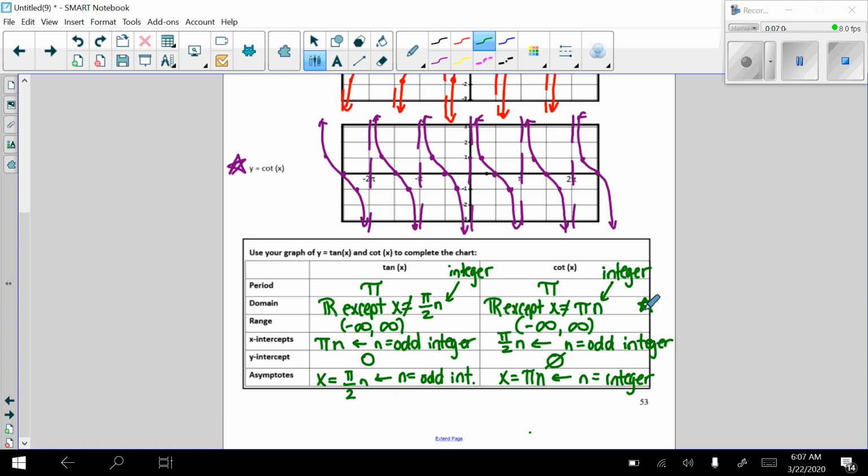Okay, you can see what our x-intercepts are. There are multiple x-intercepts, okay, wherever these graphs intersect the x-axis. The graph of tangent has a y-intercept at 0. The graph of cotangent does not have any y-intercept. And here are those asymptotes that we talked about.